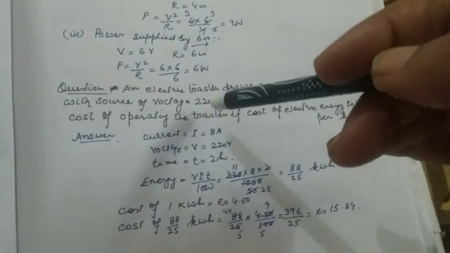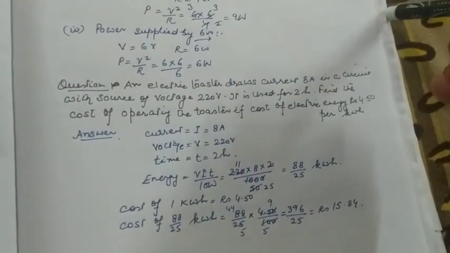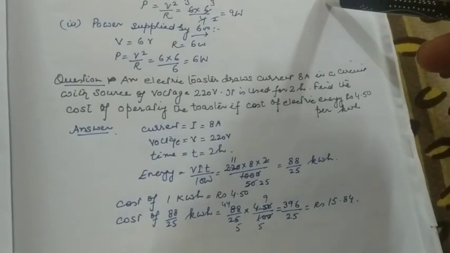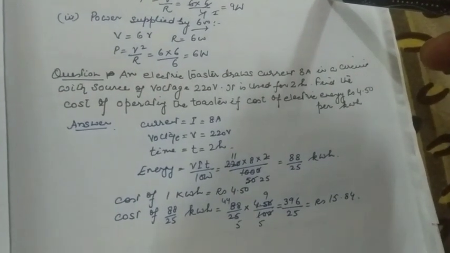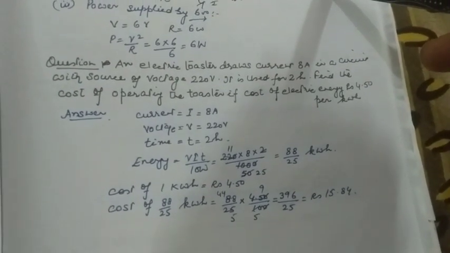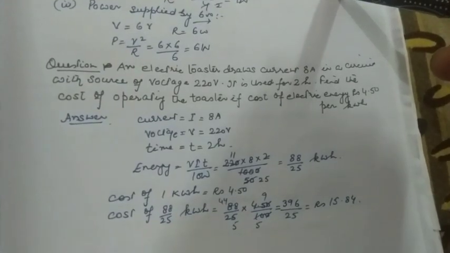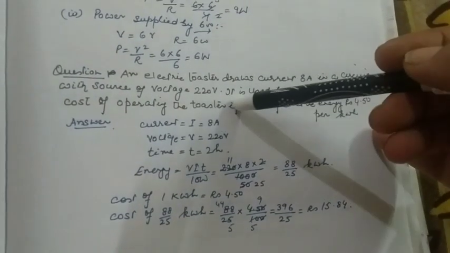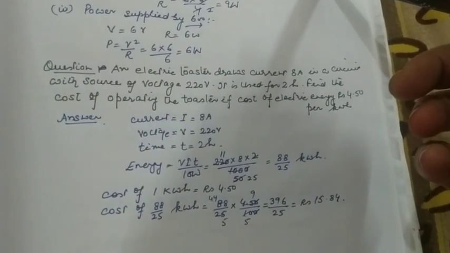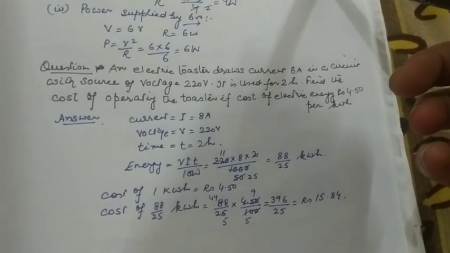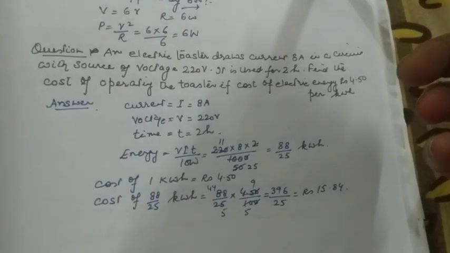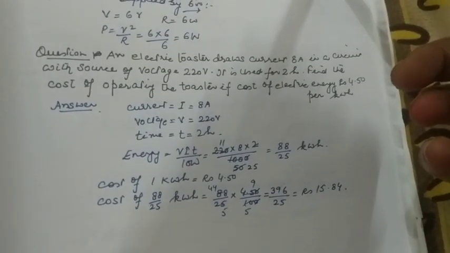Next question. An electric toaster draws current 8 ampere in a circuit with a source of voltage 220 volt. It is used for 2 hours. Find the cost of operating the toaster if the cost of electric energy is rupees 4.50 per kilowatt hour. So that is a question related to finding the electricity bill. Here only one appliance is given, the toaster. Current is given, voltage is given, time is given. So firstly we will find its energy using the formula VIT upon 1000, because we require the answer in kilowatt hour. Time we always take in hours.